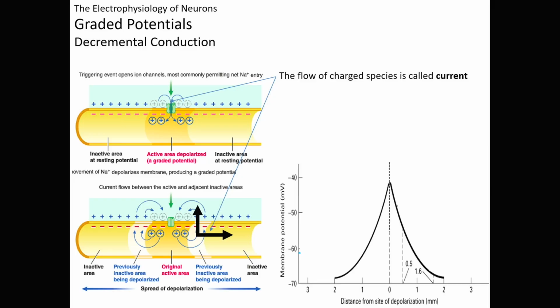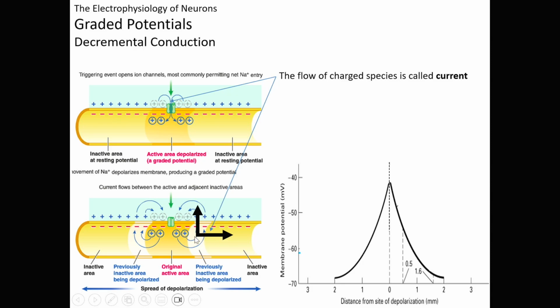So this is what it looks like if you could measure it. Right here we have our membrane potential plotted as a function of the distance from where we induced a depolarization. You can see that the maximum graded potential is right where that channel was, right where we induced that depolarization. But then notice how that more positive potential is spreading out in both directions, but its magnitude decays as it goes.